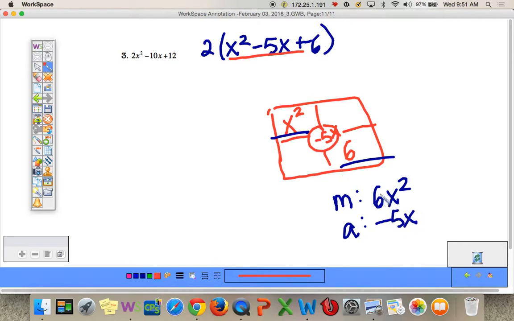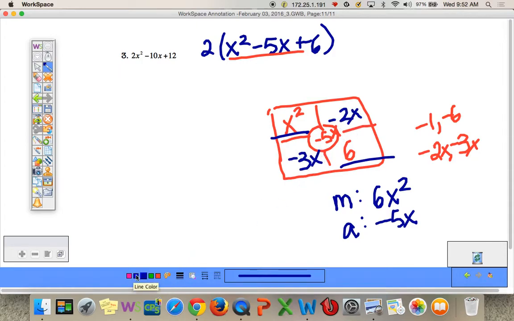All right, factors of 6 are 1 and 6. If I make them both negative, will they add to negative 5? No. So how about 2 and 3? If I make them both negative, they'll add to negative 5x. So that is what we're going to use: negative 2x and negative 3x.